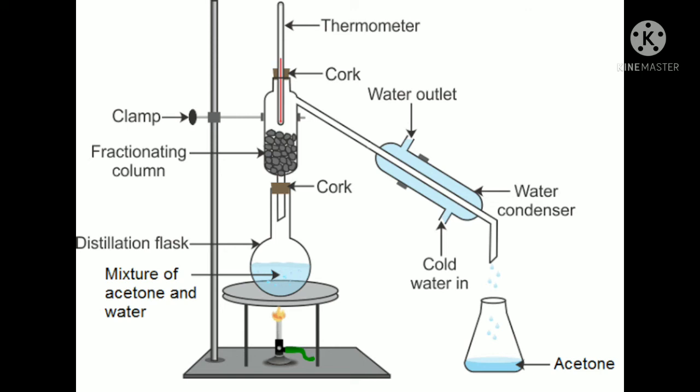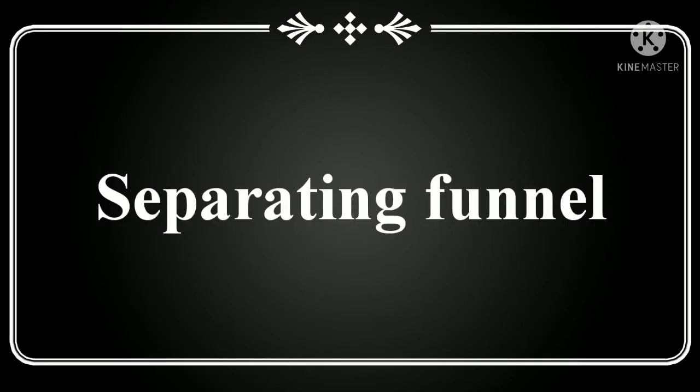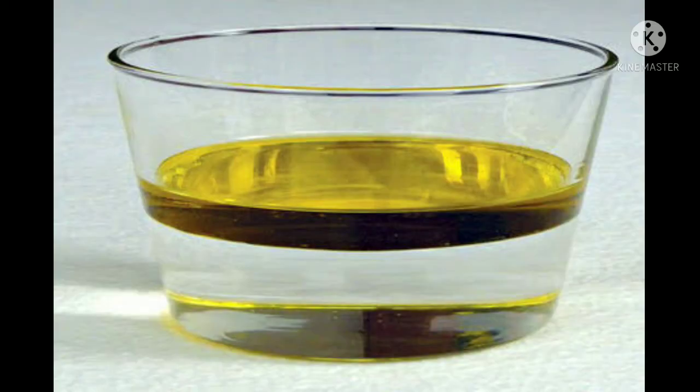Okay, next we'll talk about the separation of two immiscible liquids. Here also both are liquid. Now by this diagram, can you see what this is actually? This is a mixture of oil and water, isn't it? We can see that oil always floats on water. So how do we separate them?